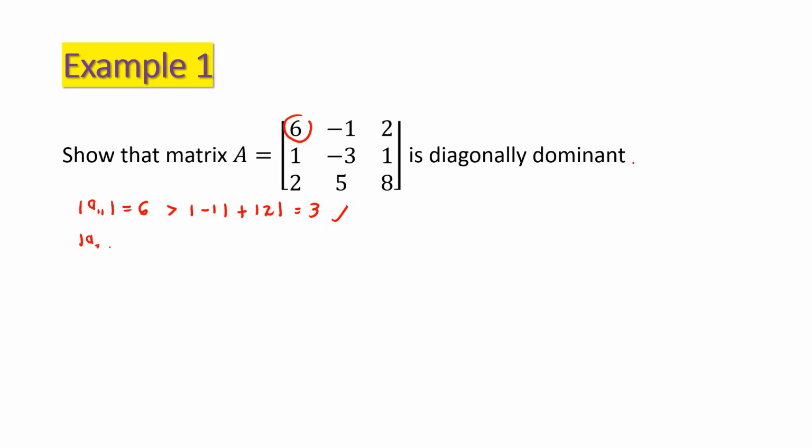Next, the magnitude of a22 is 3, which is greater than 1 plus 1, which is 2. Magnitude of a33 is 8, which is greater than 2 plus 5, which is 7. Hence A is diagonally dominant.